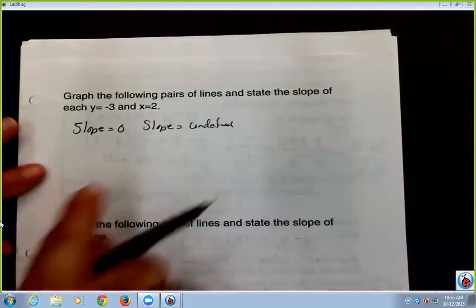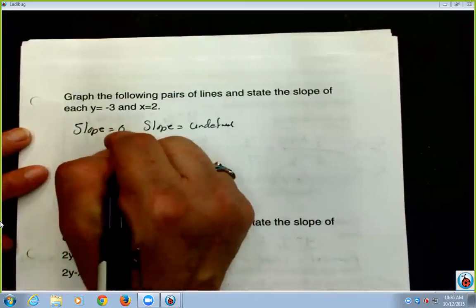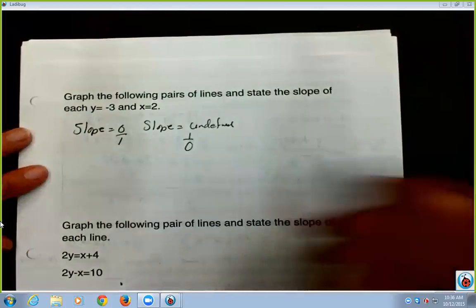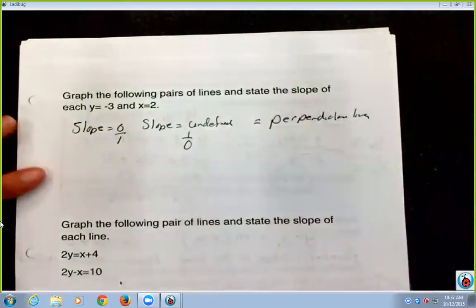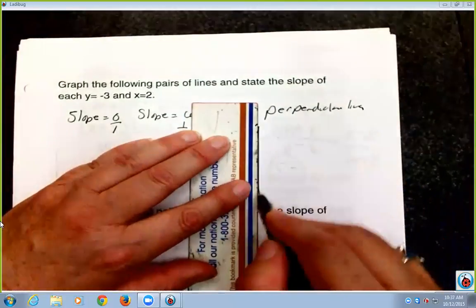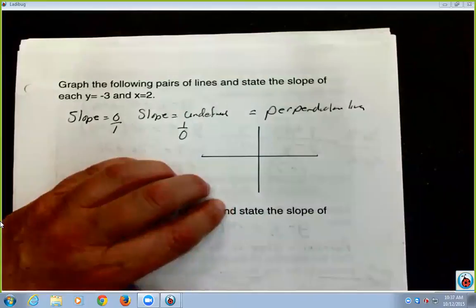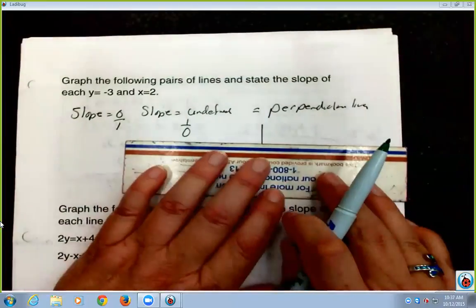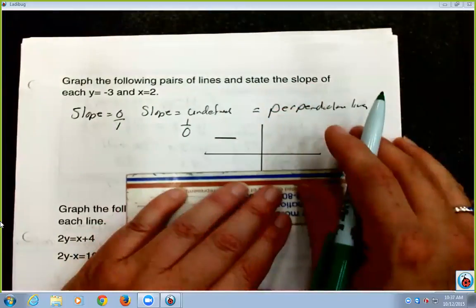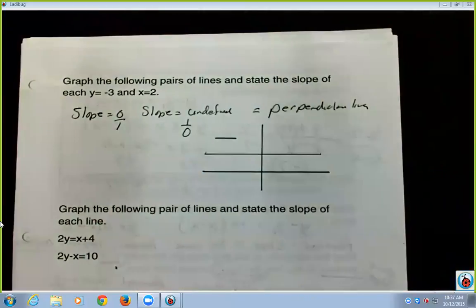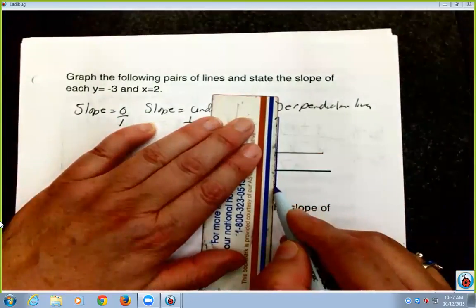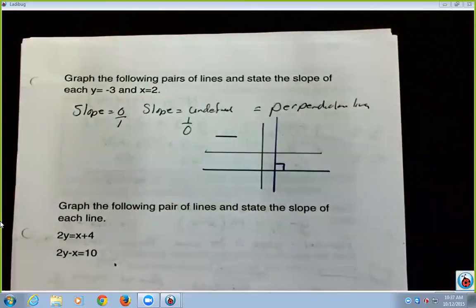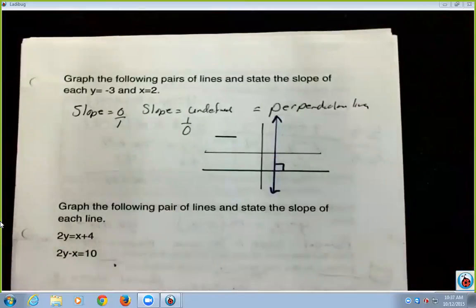So what would I have happening with these two? So if I look at my slope, 0 over 1, the reciprocal is 1 over 0, so I have perpendicular lines. And I think we can probably just get by putting that graph right in here instead of putting it on graph paper because it's pretty straightforward. At y equals -3, I have a flat line. It's -3, down 3. And at x equals 2, I have a vertical line. And so they form 90-degree angles. And of course, they're perpendicular to each other.